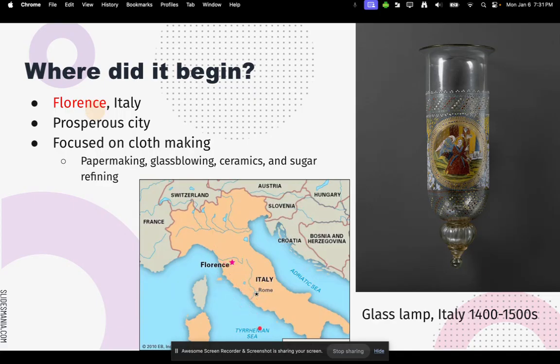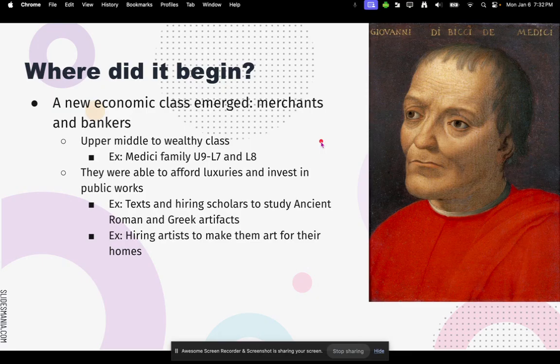So, Florence, Italy was a very prosperous city. They focused on cloth making, but they also did things like paper making, glass blowing, as you can see here, ceramics, and sugar refining. So, they had a lot of manufacturing and resources. So, in Florence, Italy, a new economic class emerged, and that new economic class was called merchants and bankers. So, that created a larger population of upper, middle to wealthy class in Florence, Italy.